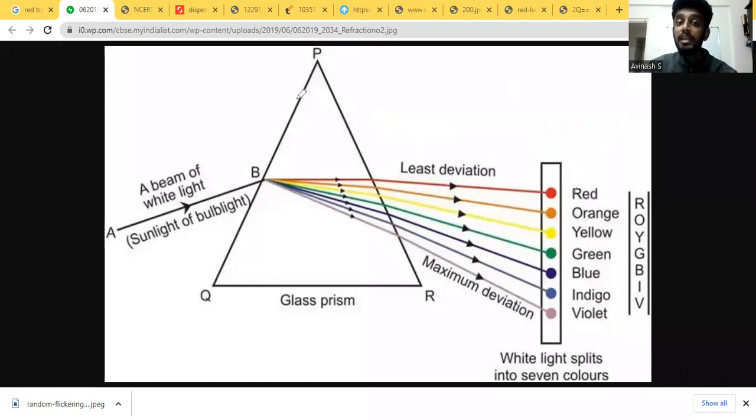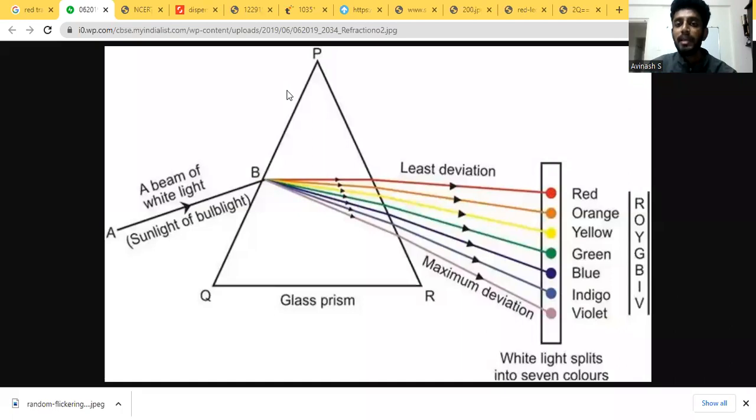When we say deviation, deviation from what? If you continue the incident light, this will be the line. And from here, to what angle is the red color deviated? To what angle is the orange color deviated? To what angle is the yellow? So this is what we call deviation. And we can clearly see as we keep going down, the angle of deviation is also more. This is something that we need to know.